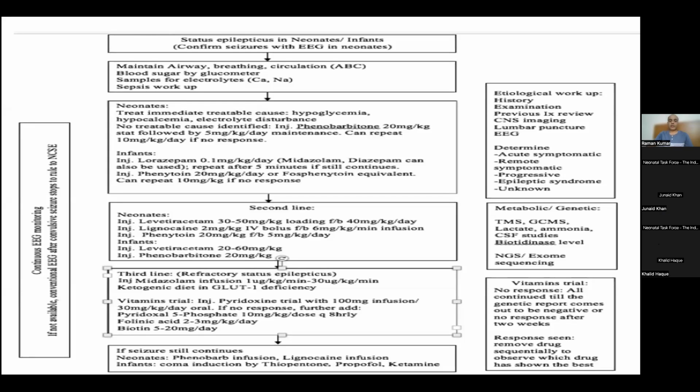In neonates, we try to treat the treatable causes like hypoglycemia, electrolyte imbalance, whatever we can do quickly. If it's not responding, phenobarb is the first choice. And then the second line, levetiracetam, we usually use. 40 mg per kg is the loading dose in neonates, basically. And then if it is not responding, we call it refractory, and midazolam infusion needs to be started.